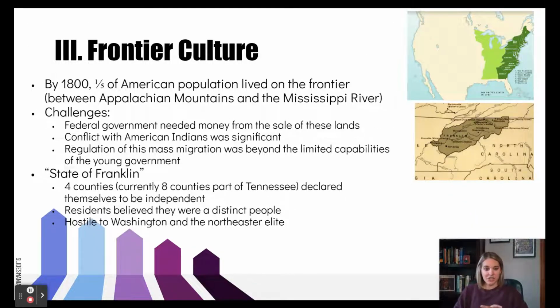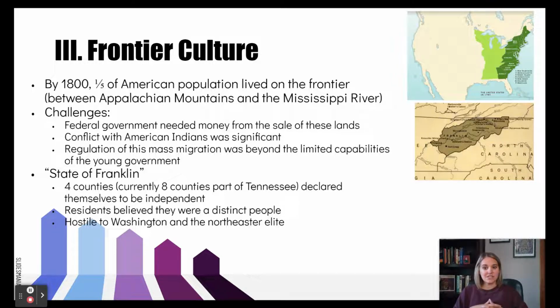Okay, so moving on to frontier culture. Now, this is an interesting aspect of American history that is often overlooked. By 1800, the end of this period, about 20% of the American population is living on the frontier. In the map there, it's the lighter green color. It's the area between the Appalachian Mountains and the Mississippi River.